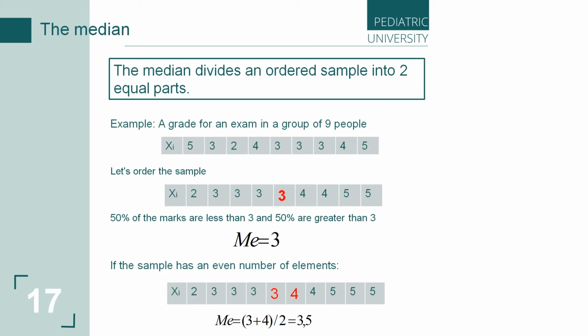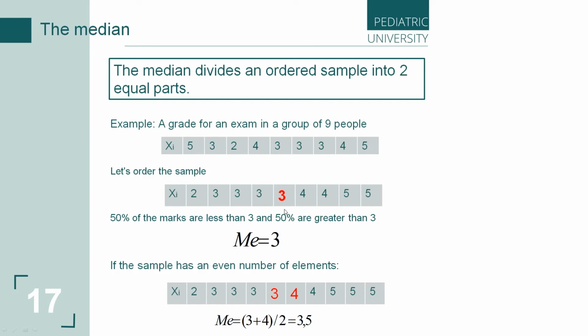An exam grade or mark in a group of 9 people. To find the median, we must order the sample in ascending order, and the value that will stand in the middle, that is, divide the sample into 2 equal parts, will be the median. You can see, in our case, this is the value of 3, with 4 numbers less and 4 numbers more. It's the center of this sample.